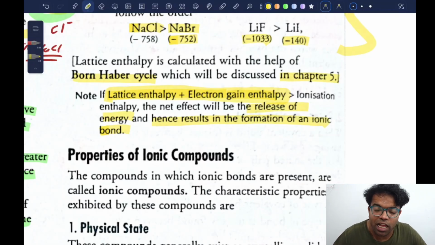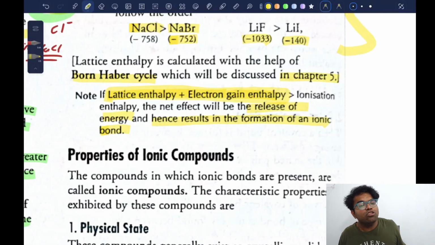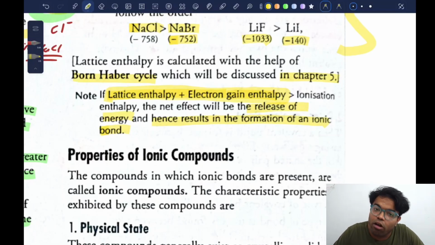See, ionization enthalpy is always going to be positive. Why is it positive? Because the electron present inside the atom has negative energy. If you want to remove the electron, you need to provide the atom with energy. That energy should be provided by the lattice enthalpy and the electron gain enthalpy, which will continue the cycle of formation.